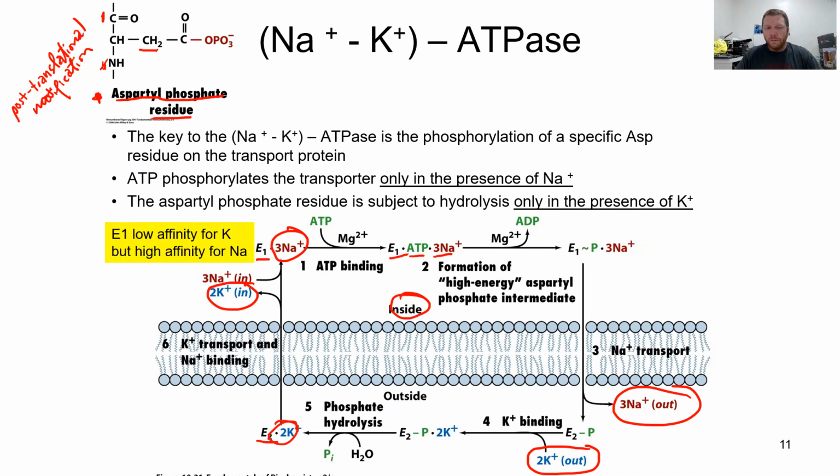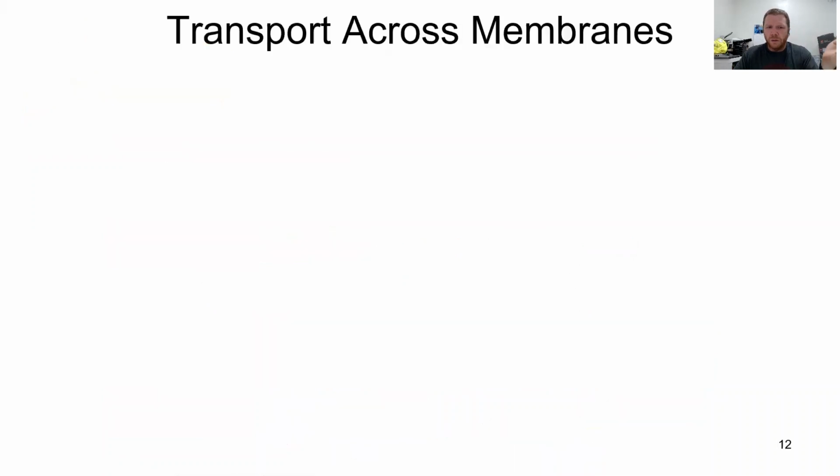So E1, that form of the enzyme, has a very low affinity for potassium. That's actually the form of the enzyme that releases the potassium, but it has a very high affinity for sodium. Now, E2, on the other hand, has a very low affinity for Na, but a very high affinity for potassium. So that E1, E2 is basically different forms of our enzyme. It's the same ATPase, but what is it binding to?